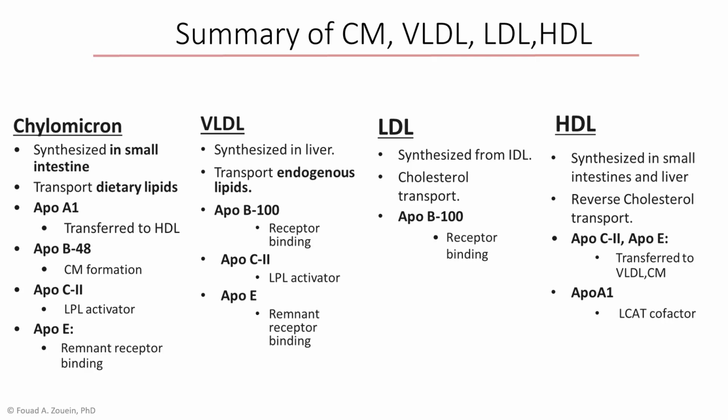The ApoC2, same as chylomicron, is for lipoprotein lipase activation to hydrolyze triglyceride in the peripheral tissue. And ApoE is the remnant receptor binding. Remember, the VLDL remnant is going to be IDL. It has only ApoB100 and ApoE on it, and it's important to take IDL back to the liver. Now, if IDL gives away the ApoE, it becomes an LDL, the low density lipoprotein. So that's why it's synthesized from IDL.